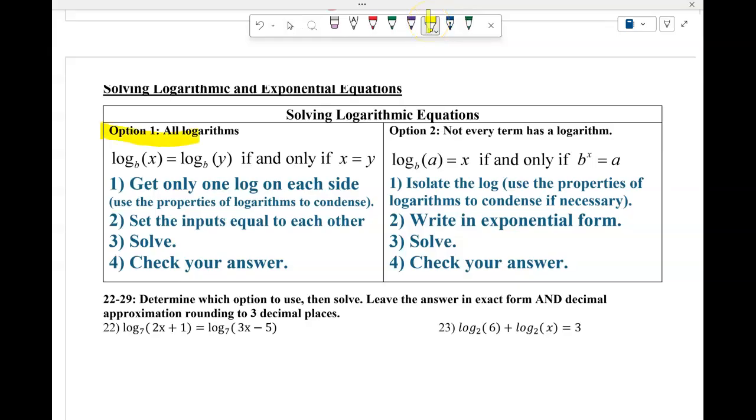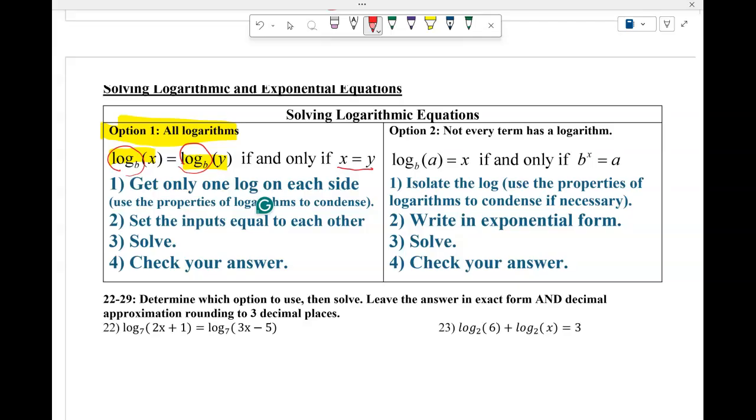Option number 1 says all logarithms. If we have log base b of x equals log base b of y, okay, then because the bases are the same, that means x must equal y.